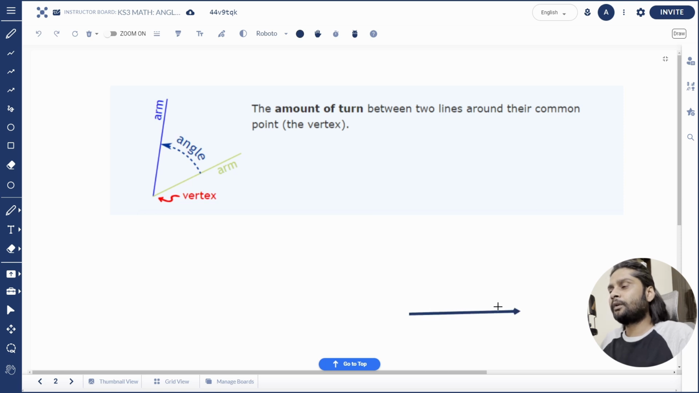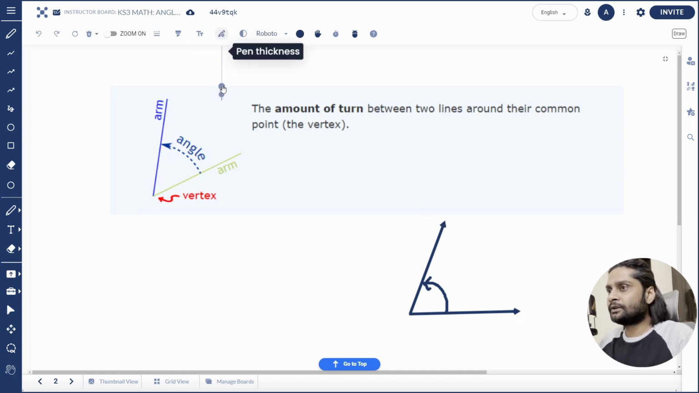So let us consider we have an initial ray and we wish to rotate it. So the way we started rotating it like this, we have turned it. So the amount of rotation that took place in that case, that is actually the angle, or you can say that's how we measure the angle, or you can say the angle is a measurement of how much we have rotated from the initial ray to reach the terminal ray.